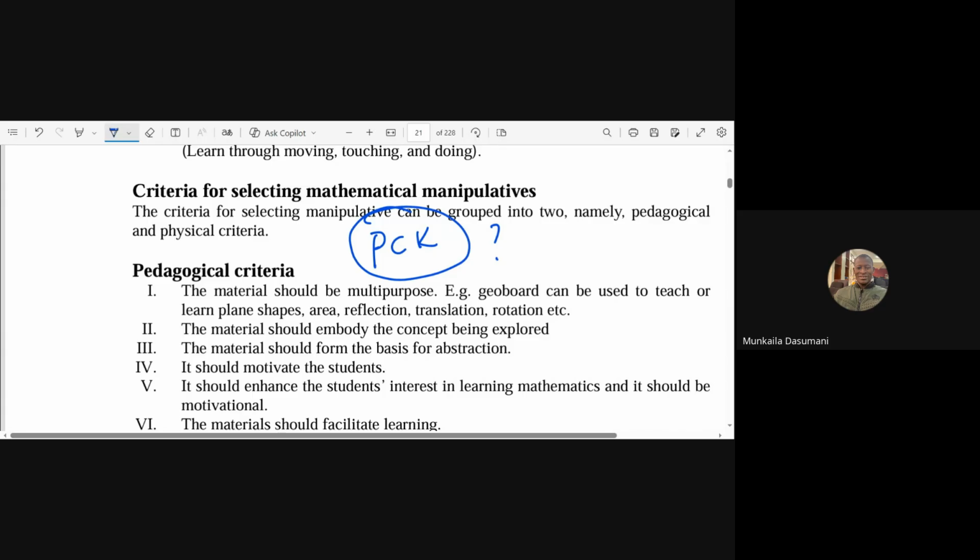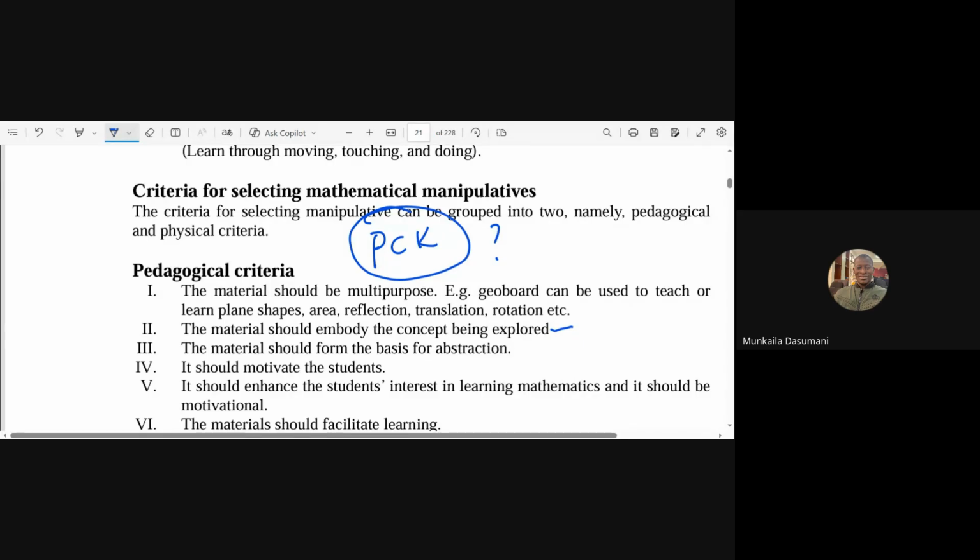The material should embody the concrete concept being explored. If you are buying something to teach, let's say, quadratics, that thing should embody the quadratic you are going to teach. Because you see it, you can see I can use it to do this and this.